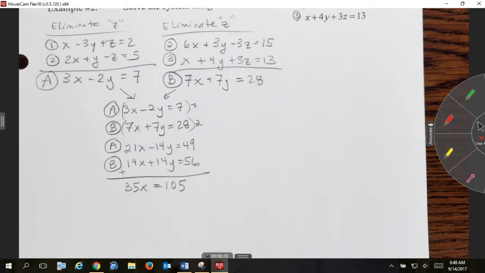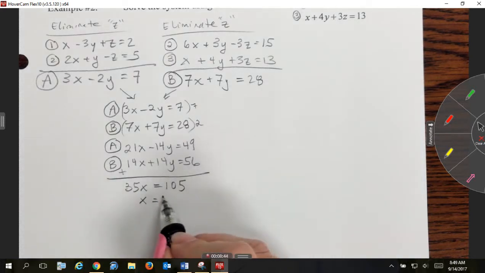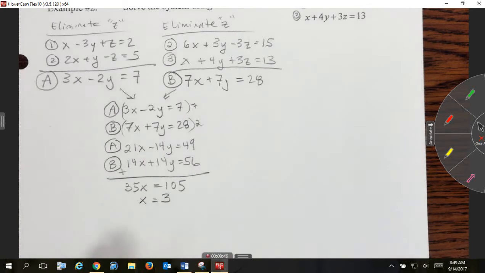So after I eliminate, I get 35x equals 105. Now I've eliminated 2 of the variables. I have only 1 left. I can solve that. We can find x. So divide by 35. X is 3. And if you need to pull out your calculator, divide 105 by 35. That's okay by me.